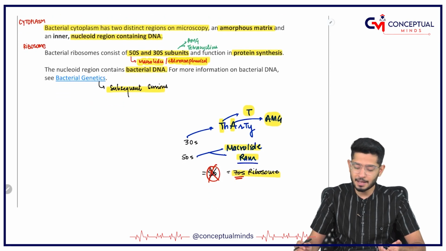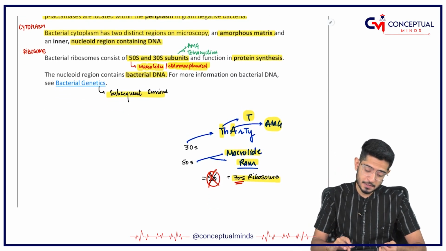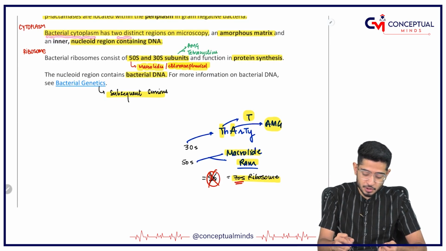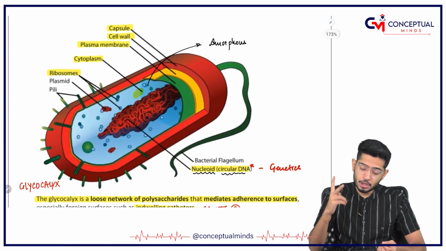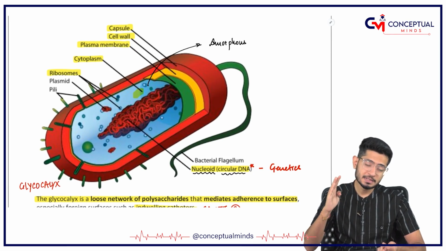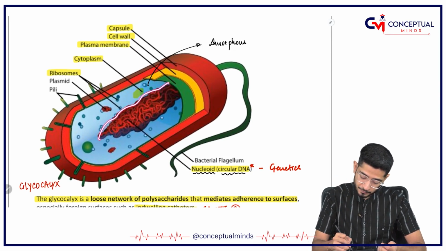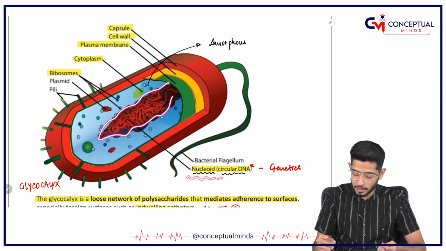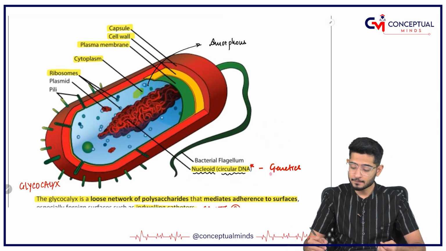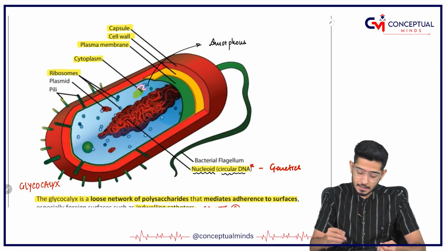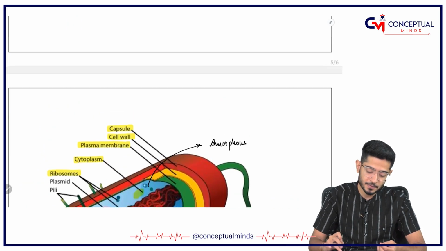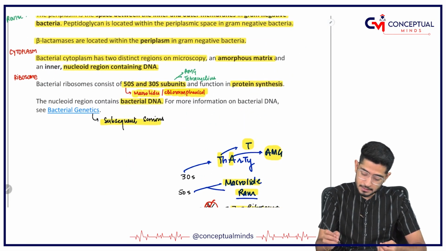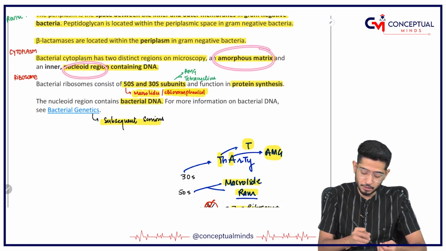Coming on to the cytoplasm and the ribosome. Okay, so cytoplasm. So see here, bacterial cytoplasm has two distinct regions on the microscopy. Can you see here? So on the microscopy, they have got two distinct regions. Can you see this one? This is the nucleoid region where we have got the circular DNA. So this is the circular DNA. So this is the nucleoid region responsible for the genetic material. Whereas the other part of cytoplasm is this blue part, and this blue part is the amorphous part of the cytoplasm. Okay. So I've told you that it has got two parts, amorphous matrix and the nucleoid region.